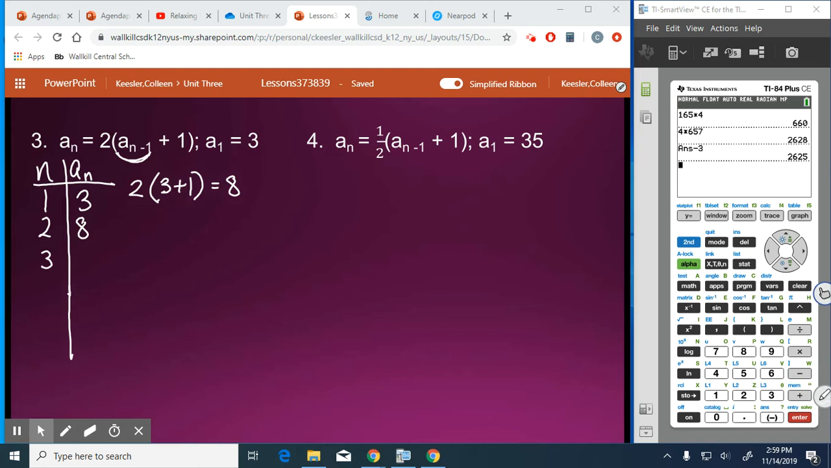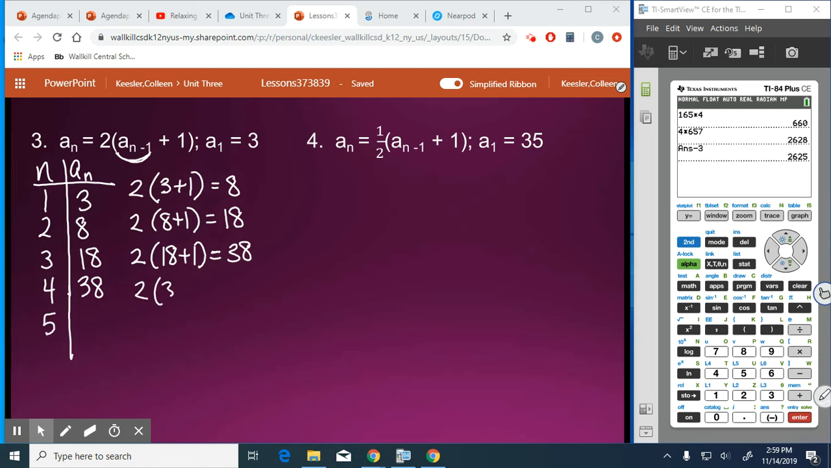To find the third term, we're going to plug the 8 in for the a of n minus 1. So that's 2 times 8 plus 1, which is 2 times 9, or 18. To get the fourth term, we plug the 18 in. So that's 2 times 18 plus 1, or 2 times 19, which is 38. To get the fifth term, we plug the 38 in. So that's 2 times 38 plus 1, which is 2 times 39, or 78. And we've generated the first 5 terms.